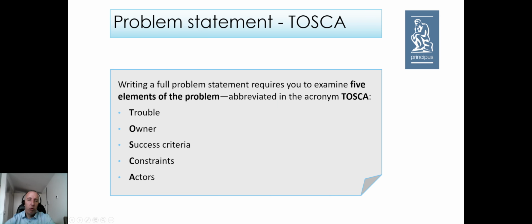Another support tool for better problem definition and consequently a better problem statement is the TOSCA framework, which is based on 5 elements: trouble, owner, success criteria, constraint, and actors. The framework helps us define what the trouble is, who is the owner of it, who are the actors involved in it, what are the constraints that prevented others from solving it before, and what success will look like, based on which criteria the customer will estimate that the problem is successfully solved.